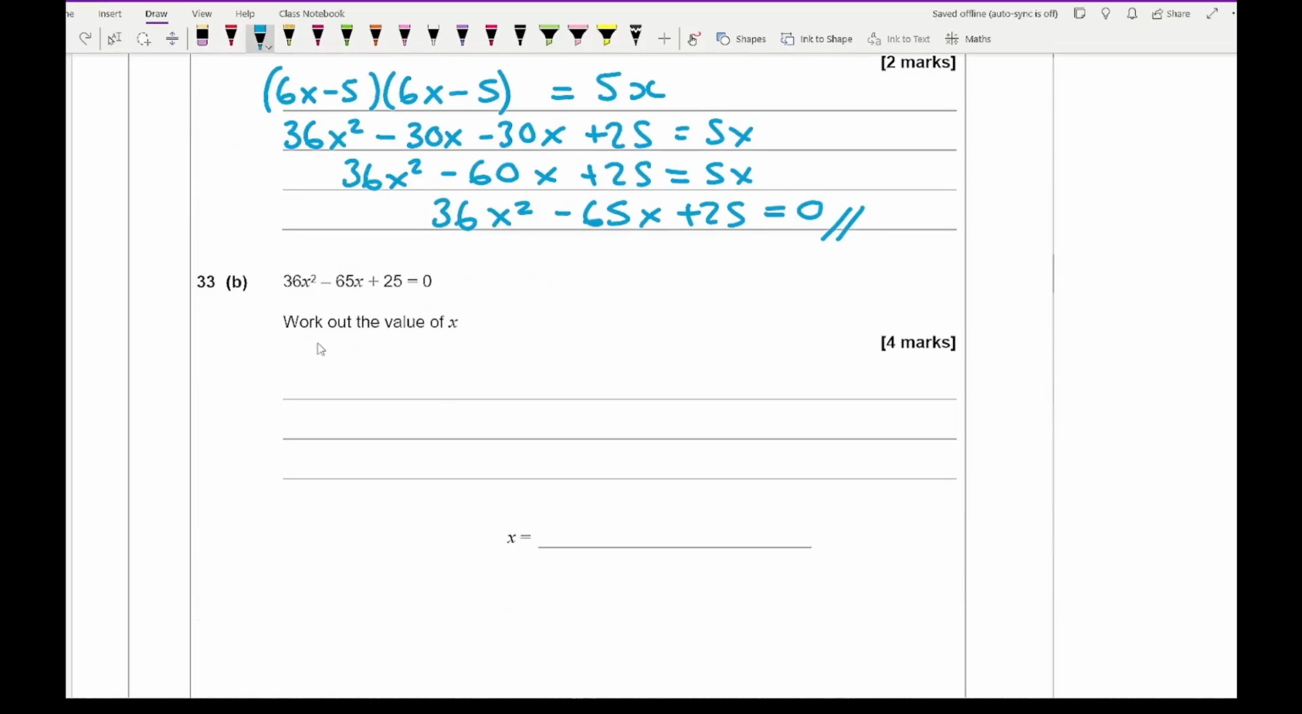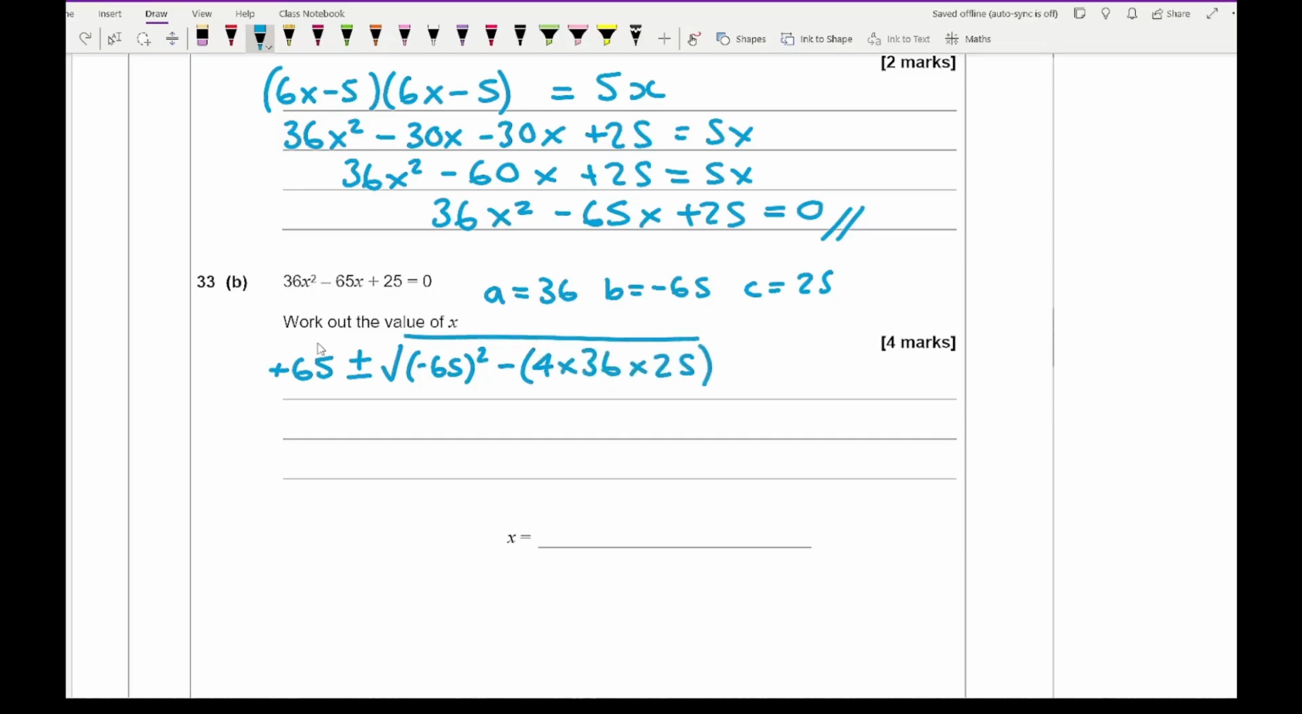Then for 33b, it says we need to then go on and solve this. Now for this, I personally would go straight into the quadratic formula because, again, we can't simplify this line any further because there is no numbers that go into 36, 65 or 25. So it's going to be a equals 36, b equals minus 65 and c equals 25. So then substitute the numbers into the formula. I get minus 65, which is positive 65, plus minus, and it's going to be minus 65 squared minus 4 times a times c, all square rooted and all divided by 2 times 36.